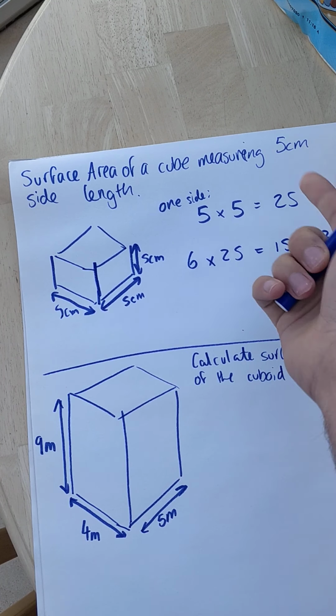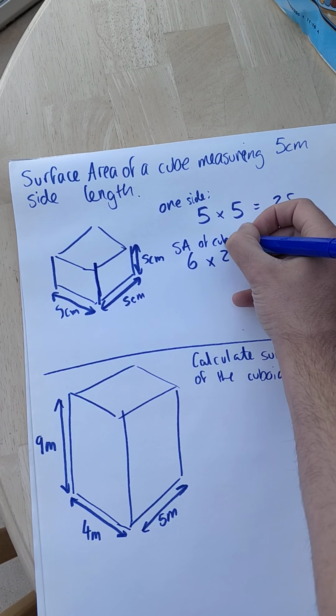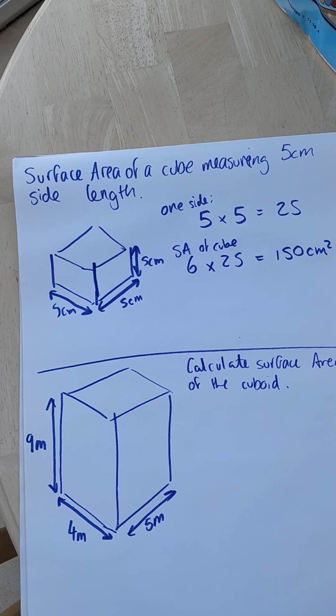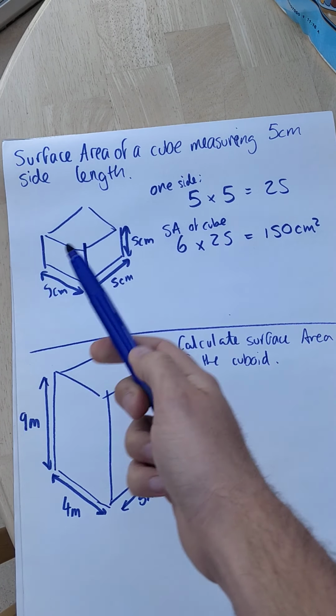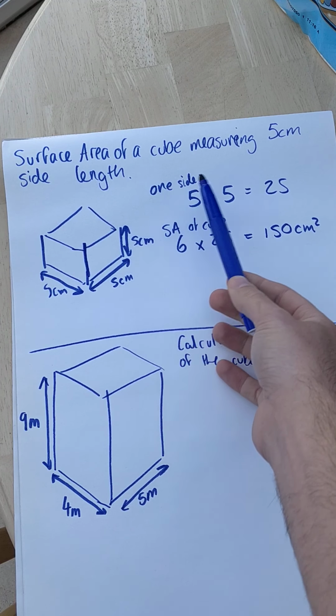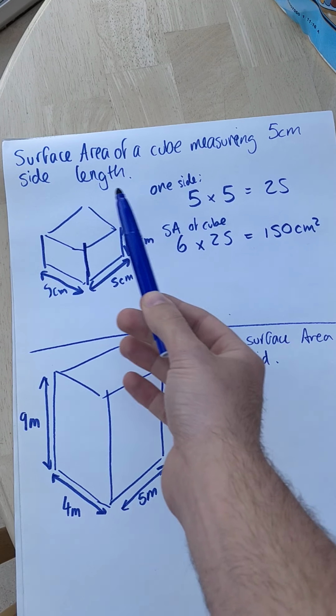You find the area of one side, and to calculate the surface area of the entire cube, you times that one side by 6. So surface area of a cube measuring 5 centimeters in side length. All the sides are exactly the same. You calculate the area of one side and times that by 6 because there's 6 sides.